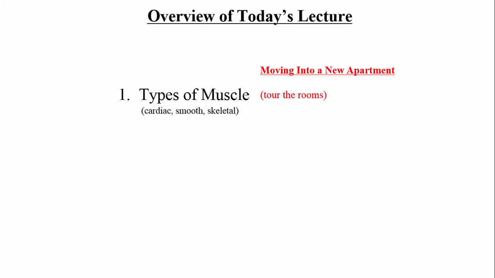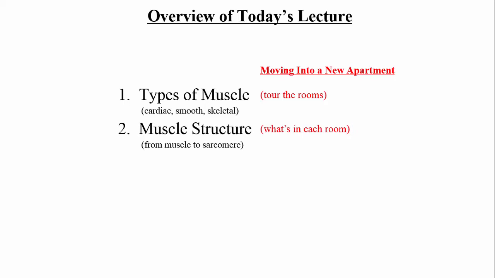The second thing we're going to talk about here is muscular structure. Here we're going to talk about everything from the muscle down to something called the sarcomere. And again, if we go to our analogy of describing how you move into an apartment, this would be as if, once we gave the tours of the rooms, we'd say, well, what's in each room exactly?